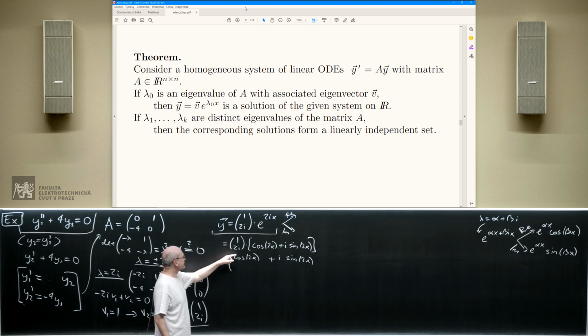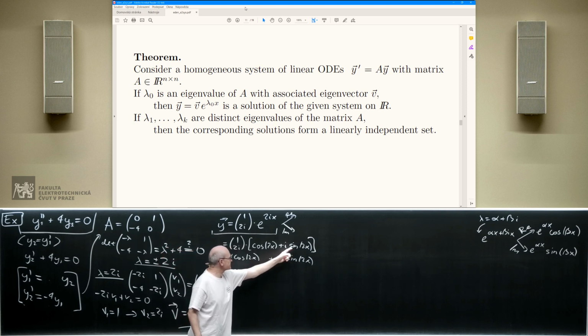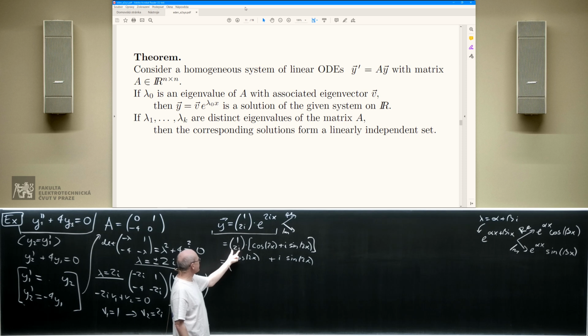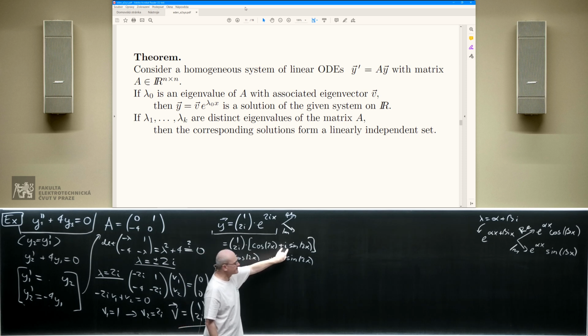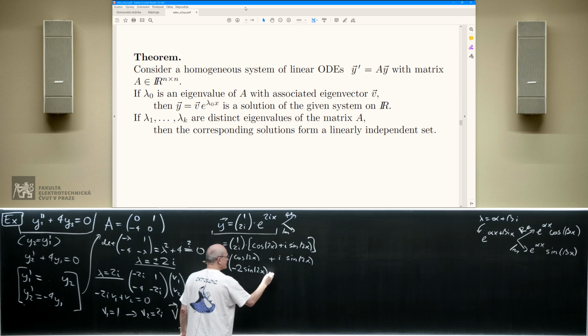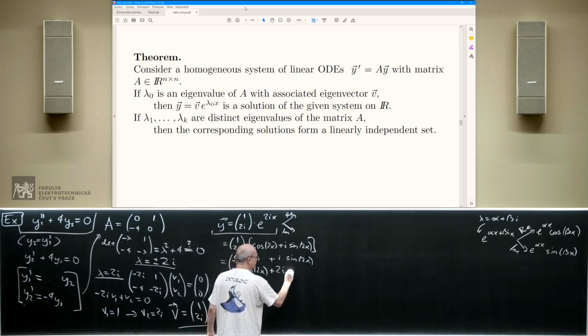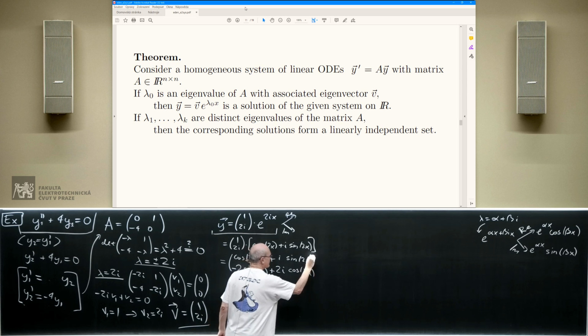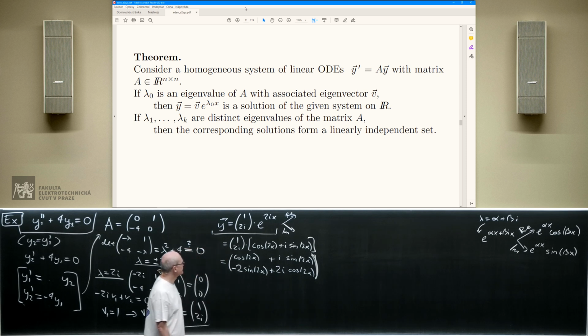So it's cosine 2x plus i sine 2x, and in the second component, I'm actually multiplying this combination by 2i. And I prefer to have the real part in front. So 2i multiplies i and becomes just negative 2. So this will be the real part, negative 2 sine 2x. Then 2i multiplies cosine, and that would be the new imaginary part. Actually, rounded bracket, like that.